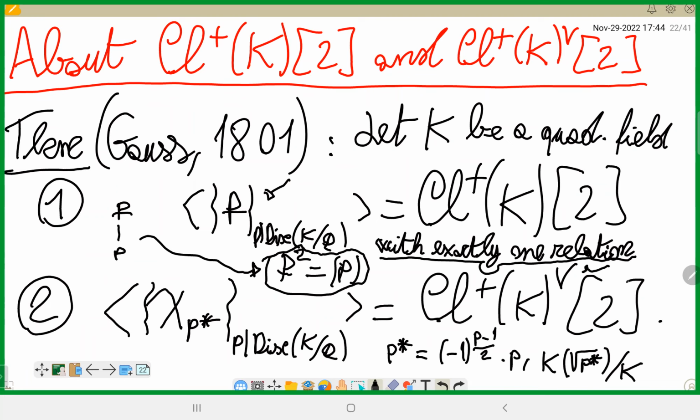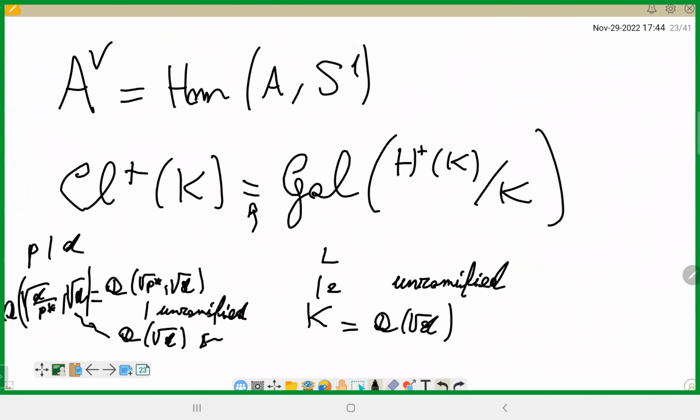And again, the statement of genus theory is that they are all. So all the two torsion classes are linear combinations of these ones. And now there is a trivial relation, which is that the sum of all of these is trivial, because the sum of all of these is the character chi D, the square root of D, which gives you the trivial extension of Q root D. So this is the relation between them.